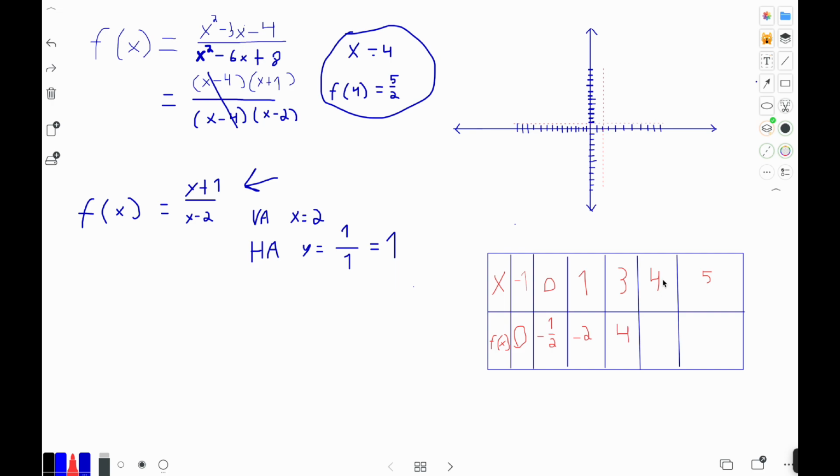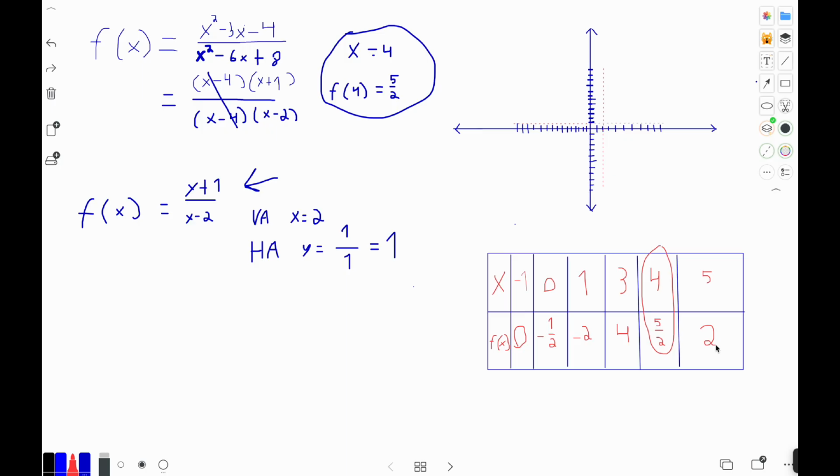If we plug in 3, we're going to get 4 over 1, or just 4. Now, when we get to 4, things get interesting. Because if we noticed here, we have a hole at x equals 4, and the y-coordinate is 5 over 2. So we can write 5 over 2 for the y, but don't get confused, because this is actually not a point in the graph. This is just a hole where, instead of a shaded circle, we're going to draw an open circle. Okay, and if we plug in 5, we're just going to have 6 over 3, which is just 2.